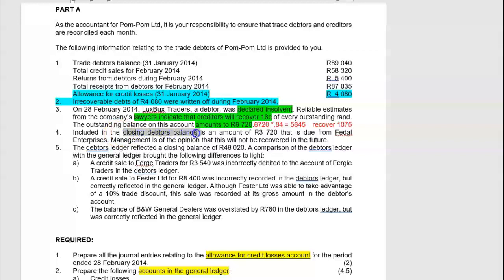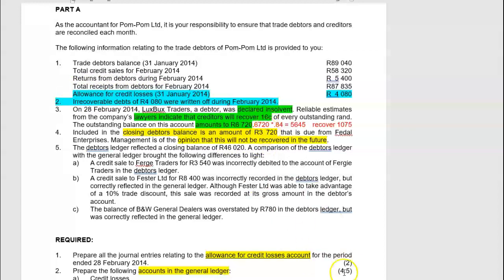Included in the closing debtors balance is an amount of 3720 that is due from Federal Enterprises. Management is of the opinion that this will not be recovered in the future. Is there clear, concrete evidence that the company is not going to recover the 3720? No, there isn't. Management has the opinion. They think they're not going to get that. So if they only have an opinion, I'm not going to write off the outstanding debtor. I'm just going to create an allowance for credit losses for that amount.